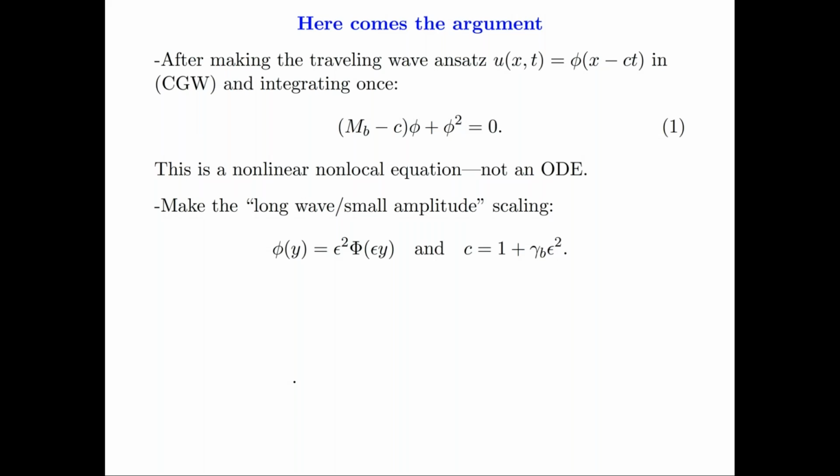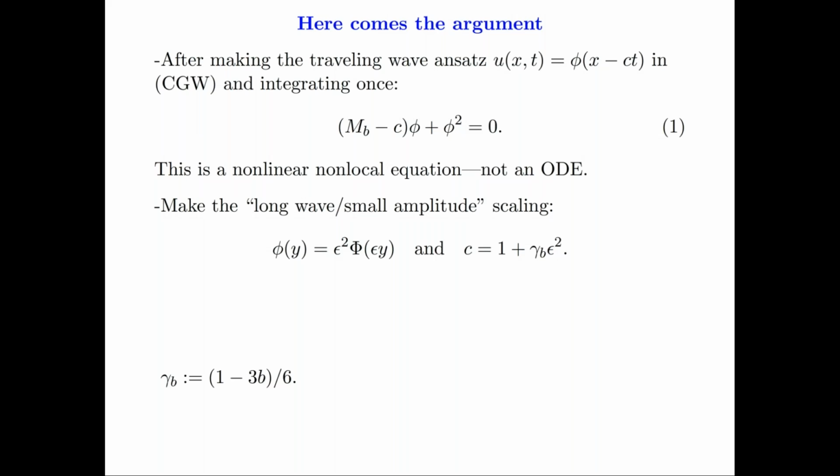Can I keep on going? Please. All right. So I'm trying to solve 1, and I'm going to make this scaling here. Epsilon is a small number. I'm going to assume that the amplitude scales like epsilon squared, that's the epsilon squared in front of the capital phi. And I'm going to assume it's long wavelength, that's why it's epsilon y on the inside. Then you also scale your speed in this way, where it's 1 plus something. Remember, 1 is the critical speed. And this gamma_b, I'll tell you what it is in a minute. It's just a convenient constant. So what I'm really saying here is c is close to 1.